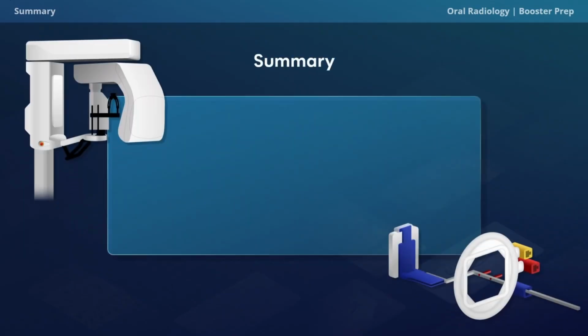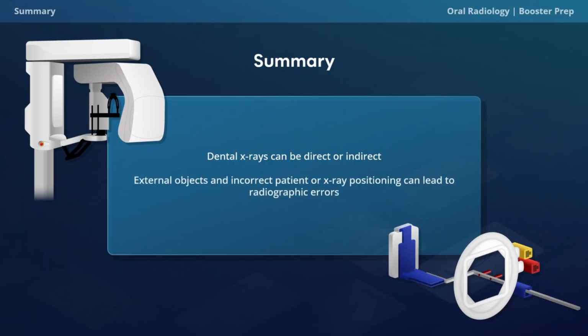All right, so as we come to an end, let's do a quick recap of what we went over in this video. So we went over how dental x-rays can be direct or indirect. And lastly, we learned how external objects and incorrect patient or x-ray positioning can lead to radiographic errors.